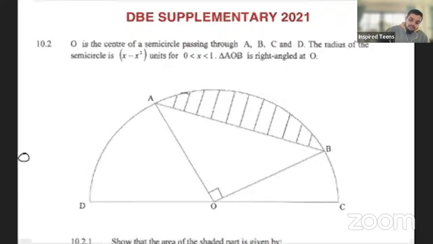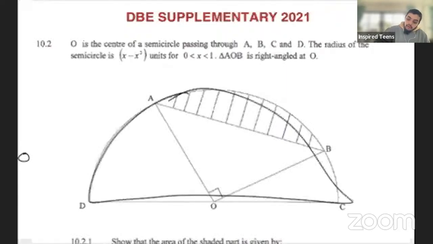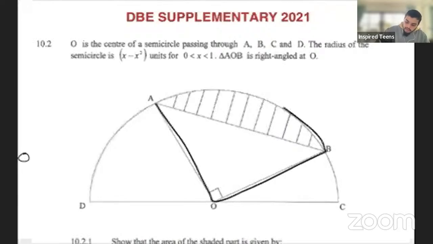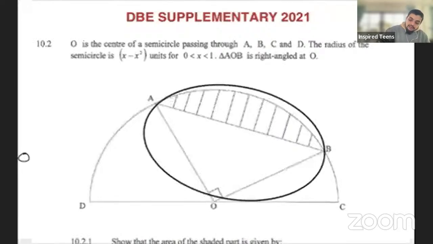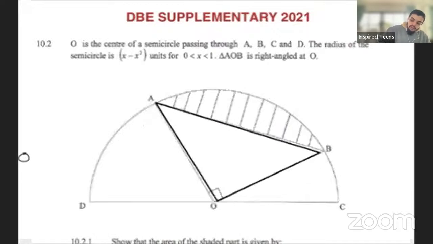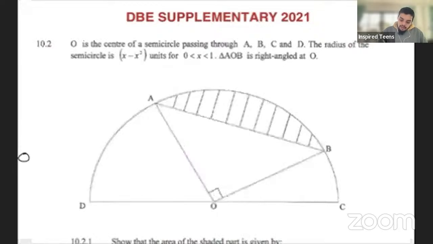So we have the semicircle, and within the semicircle we have another triangle. That's sort of represented by this. This is like a sector. So this triangle is here, and the triangle is drawn as well as the entire sector. And they're saying that AOB is a right angle, so that's 90 degrees.